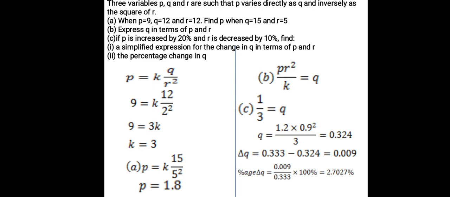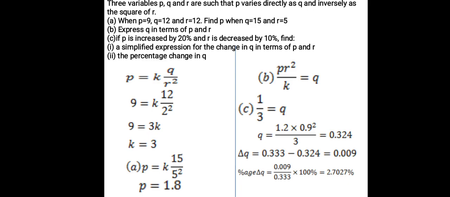Now part A, you can clearly see that P is 1.8. Part B, the formula is P R squared all over K is equal to Q. And the last part, the percentage change is 2.7%.